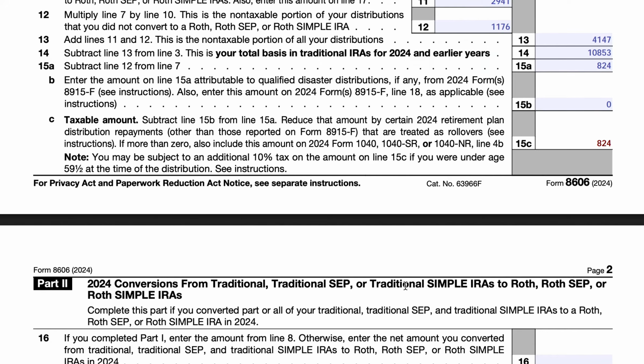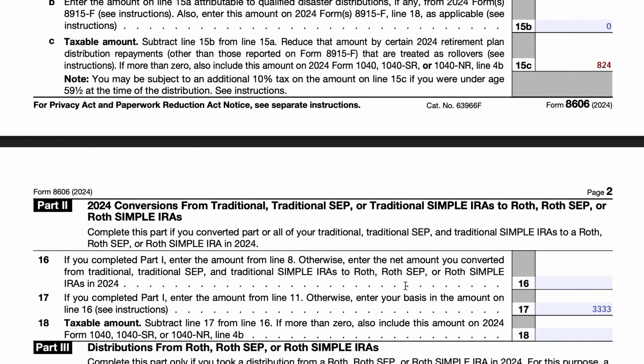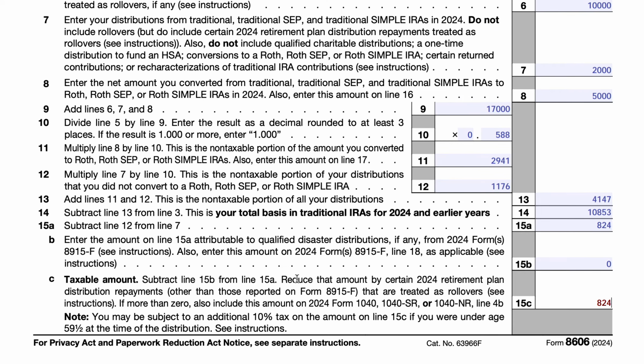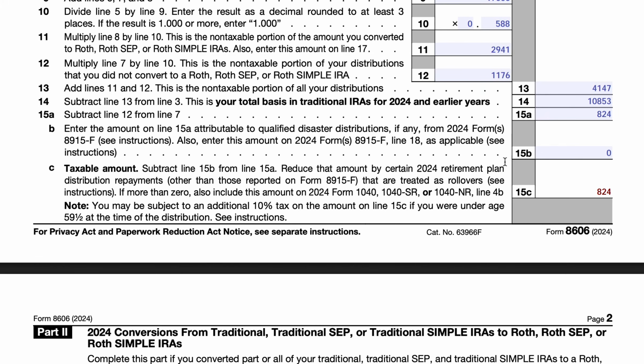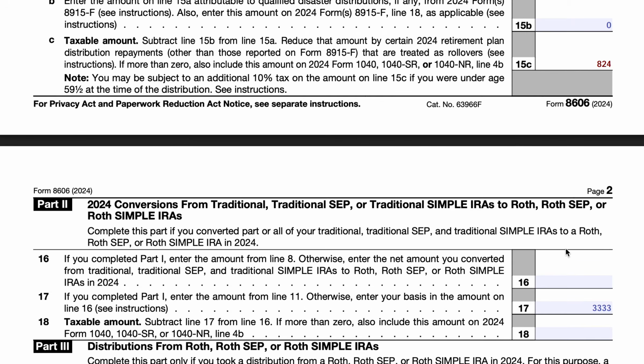We're going to go to part 2 to determine the taxable amount of the Roth conversion. So if we completed part 1, we're going to take the items from 2 lines, line 8 and line 11. So line 8 is $5,000. We'll use the most recent example. We're not going to reset all of these numbers. So $5,000 and then $29.41. So we're going to bring those two numbers down here.